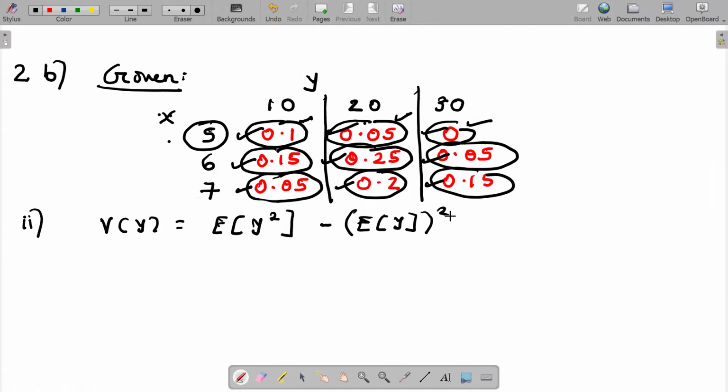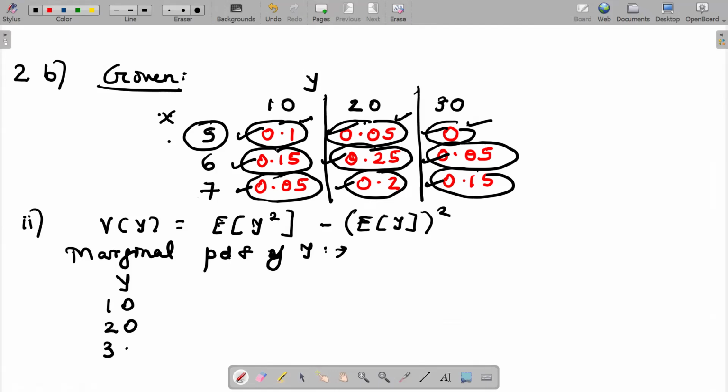Now first I need to find the marginal PDF of y. From the joint we calculate marginal PDF of y. So the values taken by y are 10, 20 and 30. And the corresponding probabilities: 0.1 plus 0.15 plus 0.05 comes out as 0.3. Then 0.05 plus 0.25 plus 0.2 comes out as 0.5. And then 0 plus 0.05 plus 0.15 comes out as 0.2.